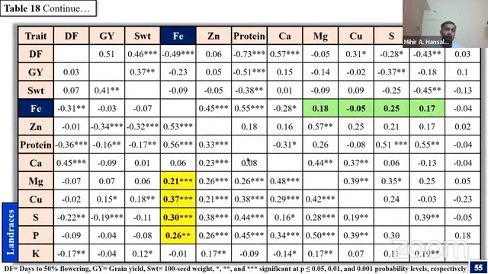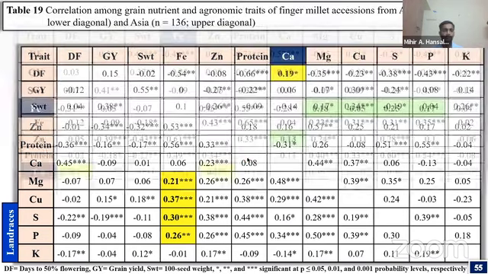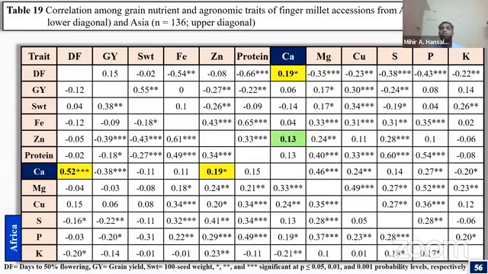If we see the iron correlation with magnesium, copper, sulfur, and phosphorus in landraces, then it is positive and highly significant, whereas it is non-significant in breeding lines. Now, based on region-wise, calcium is positively and significantly correlated with days to 50% flowering in both Asiatic and African germplasm, whereas in African germplasm, calcium is positively and significantly correlated with zinc, but non-significant with zinc in Asiatic germplasm.